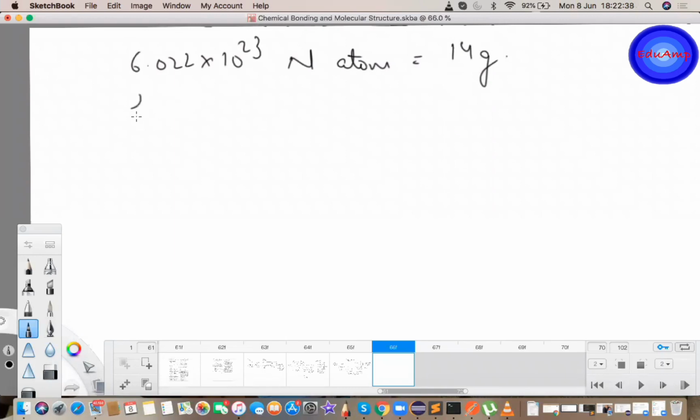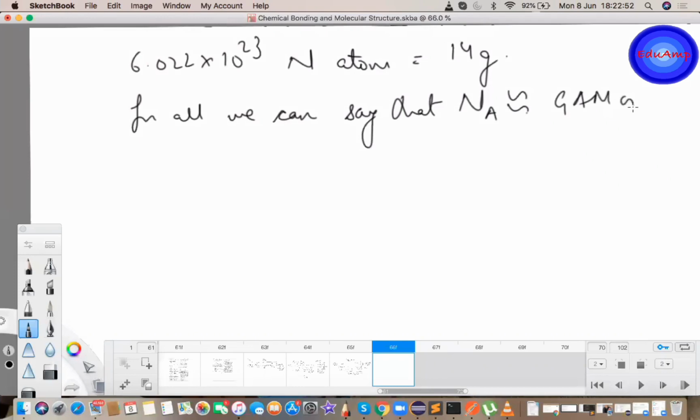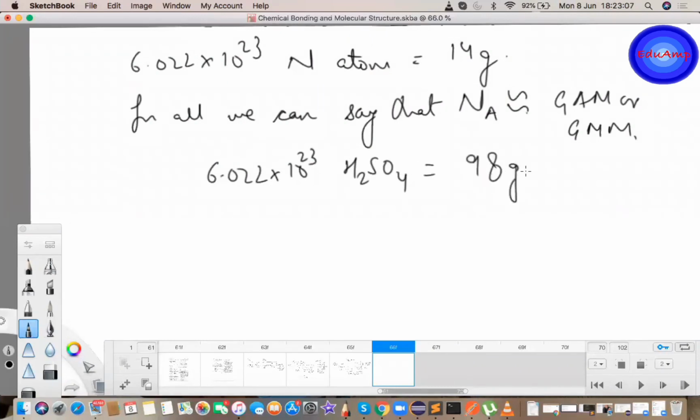In all, we can say that Avogadro's number is equivalent to gram atomic mass or gram molecular mass. For example, if we took 6.022 into 10 to the power 23 H2SO4 molecules, then it would weigh 98 grams.